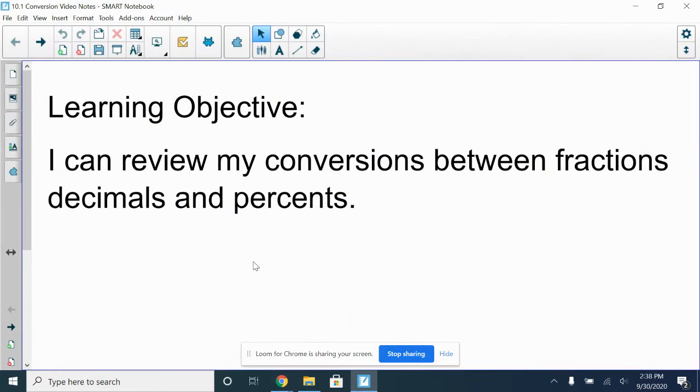All right, so we are going to go ahead and get started. Our learning objective for today is that I can review my conversions between fractions, decimals, and percents.